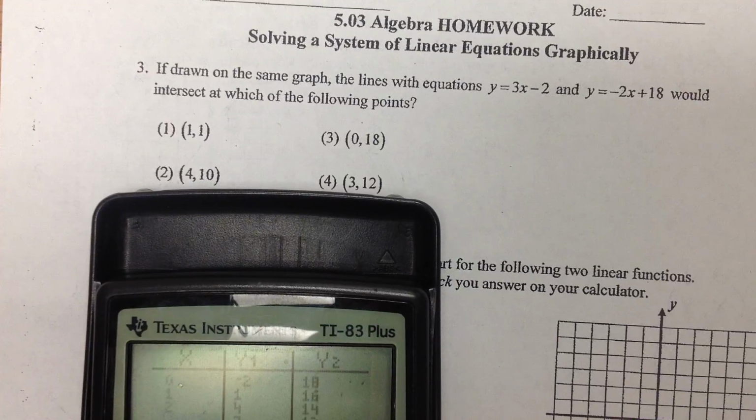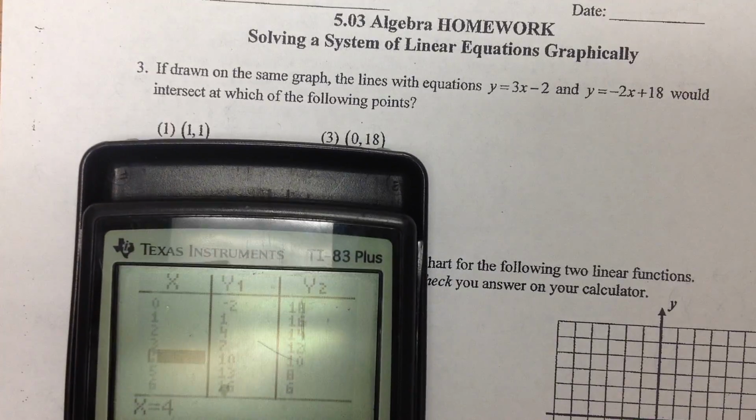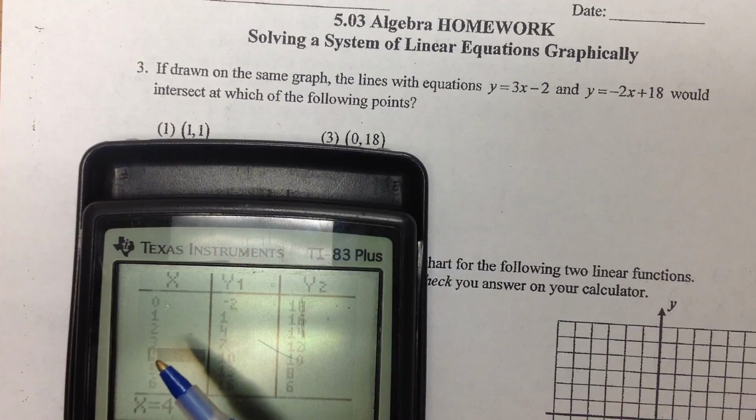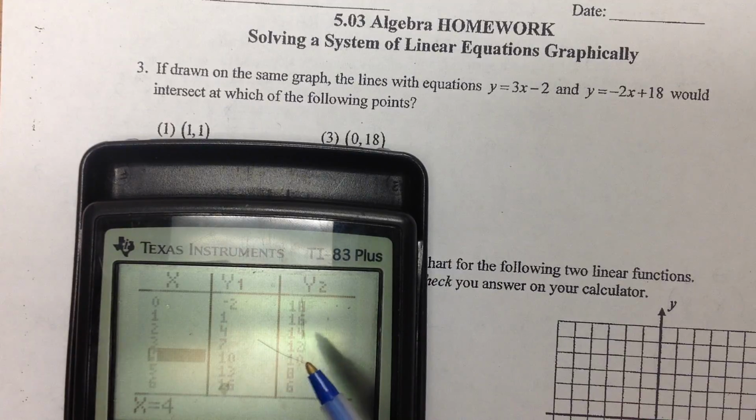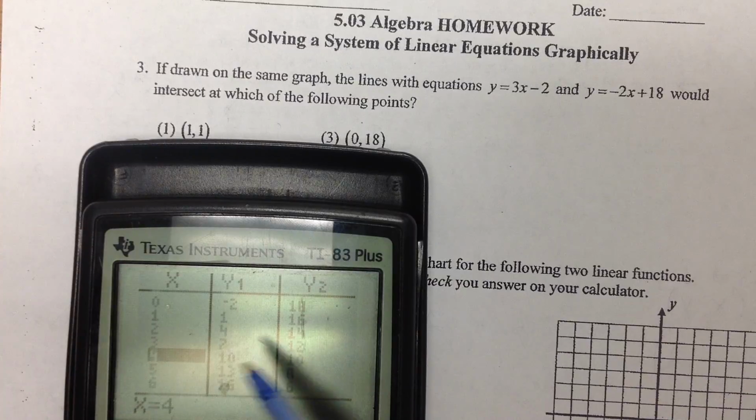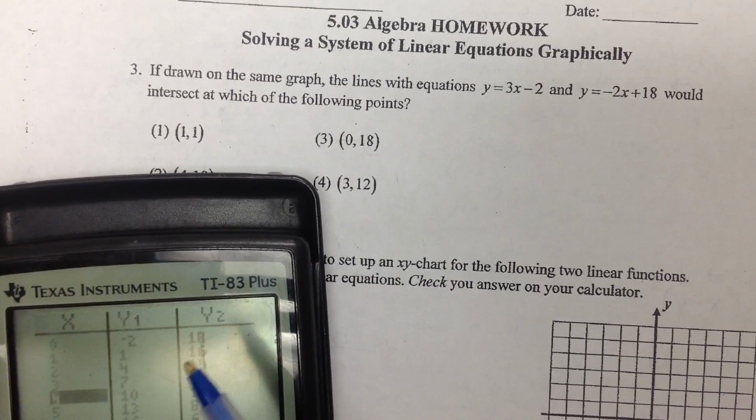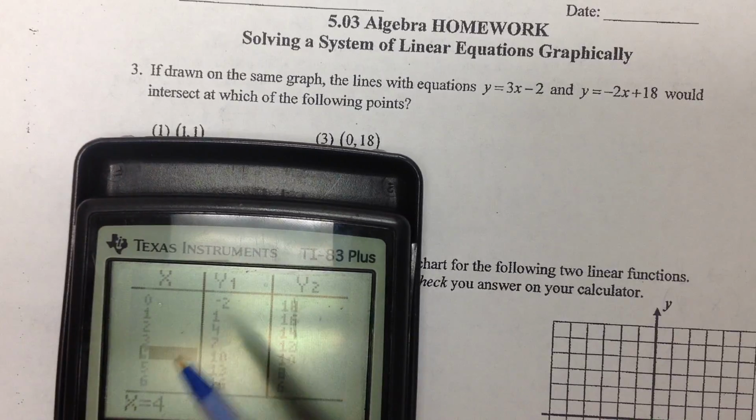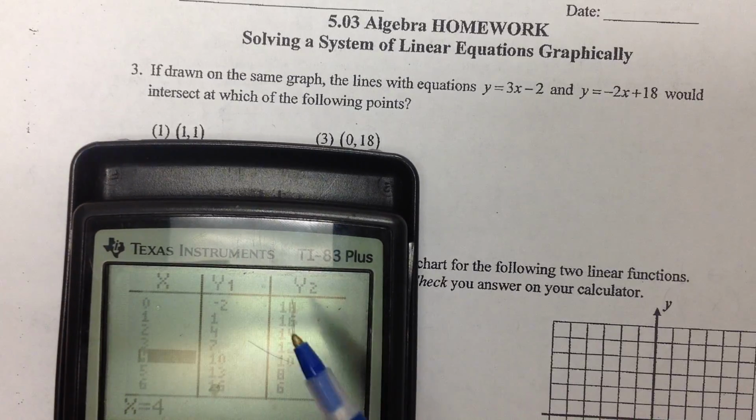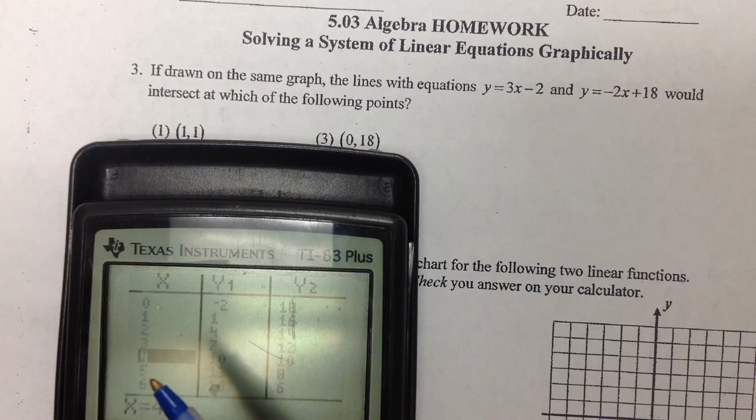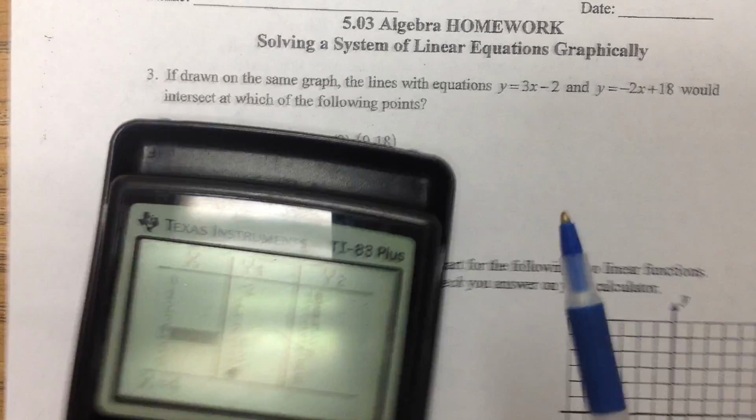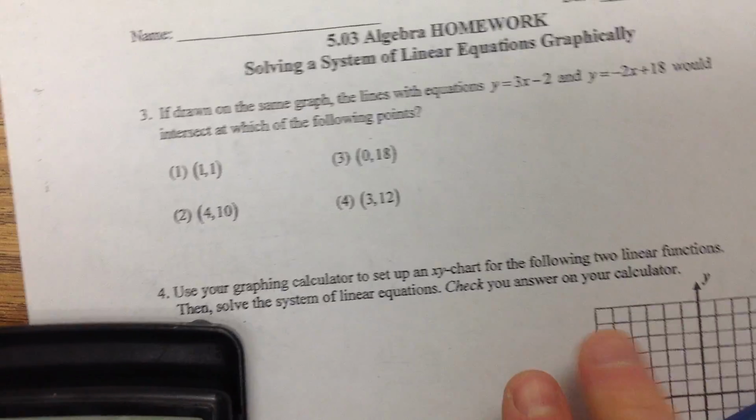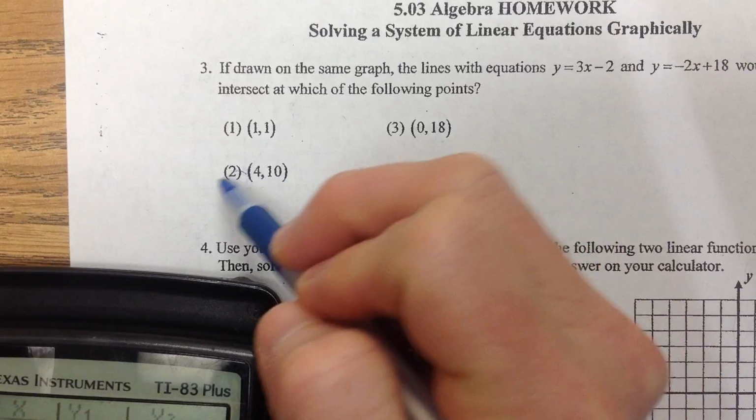Let's check (4, 10). If we look at this choice, when x is 4, the first line is 10 and the second line is 10, so there we have that single point that's going to work for both equations. And if you want to check the last one quick, (3, 12): the second line is 12, but the first line is 7. So again, the only spot where both of them are the same point is (4, 10), so that would be choice 2 here.